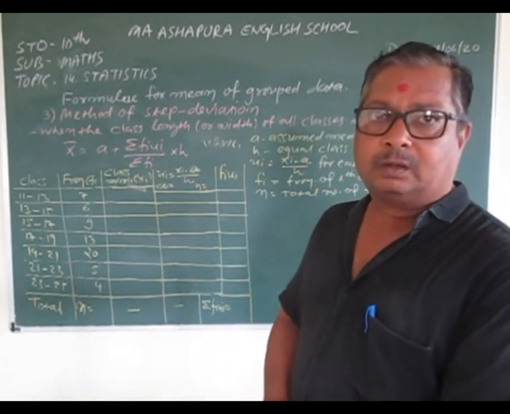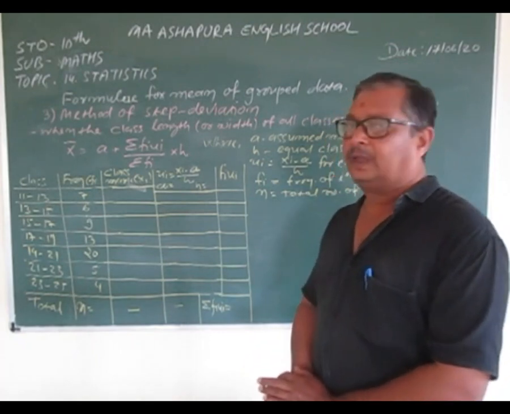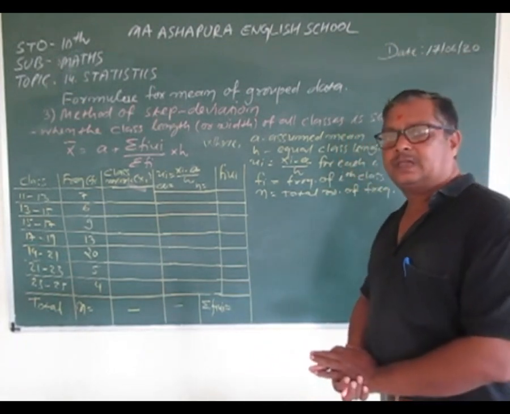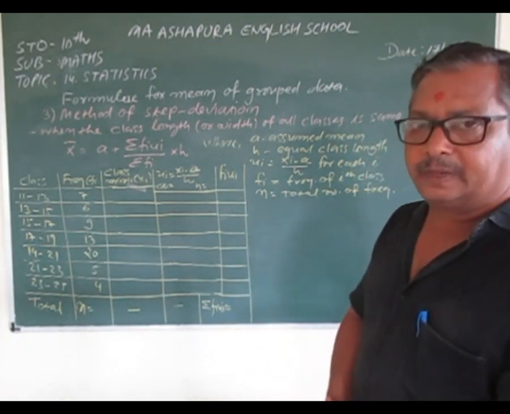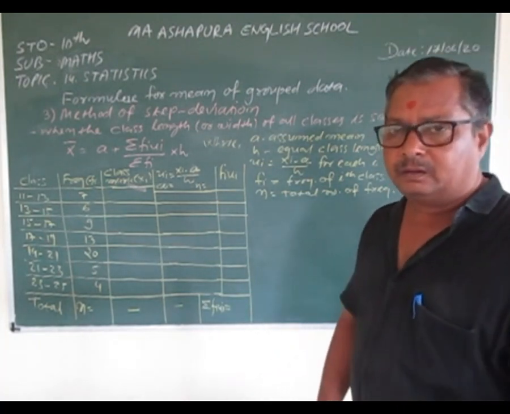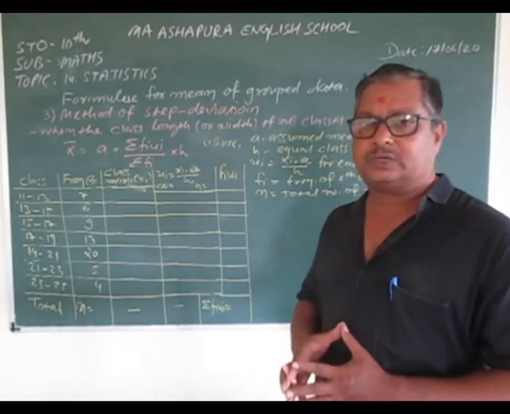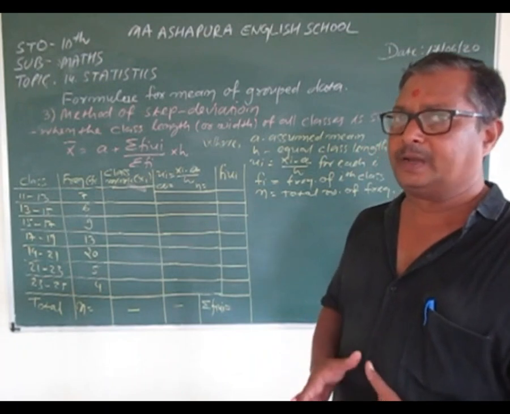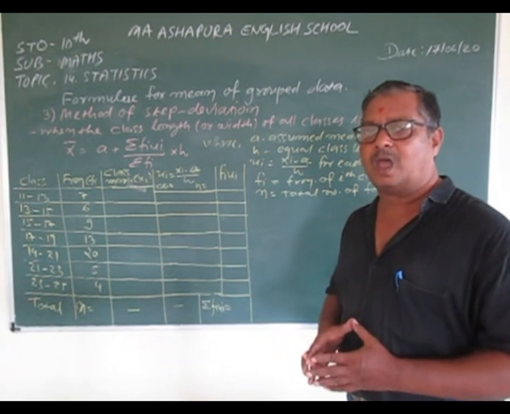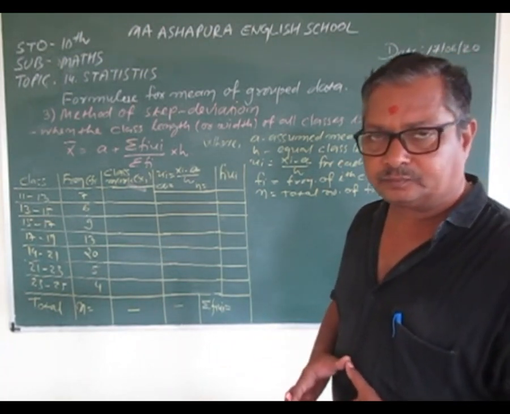We are going to learn in the mathematics chapter number 14, statistics. We know that very well. We are discussing a sum formula to find the mean in various ways. In our first video, we learned how to find the mean by using the direct method for ungrouped data and grouped data. The formula is x bar is equal to sigma fi xi upon sigma fi or its equivalent.